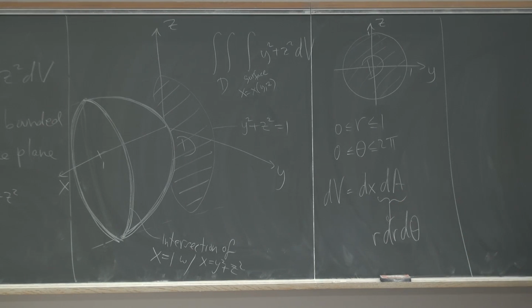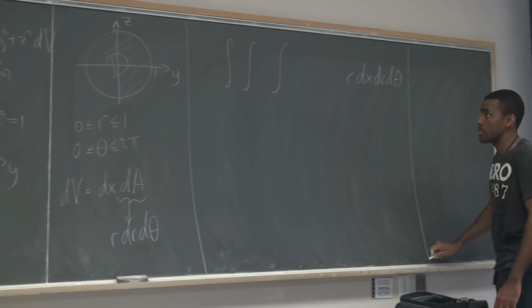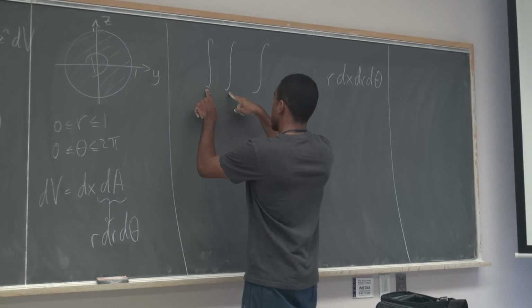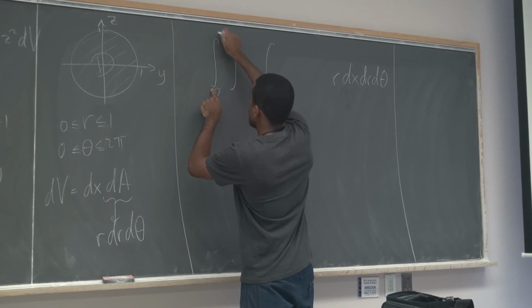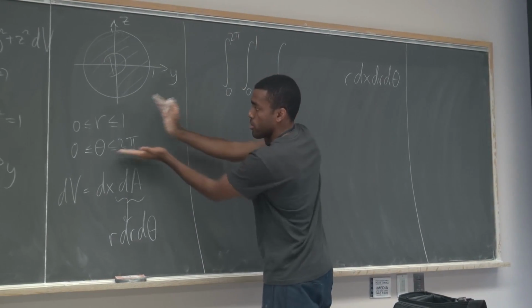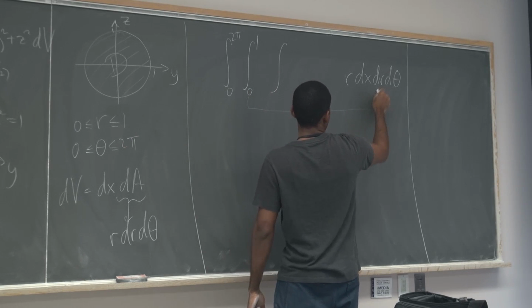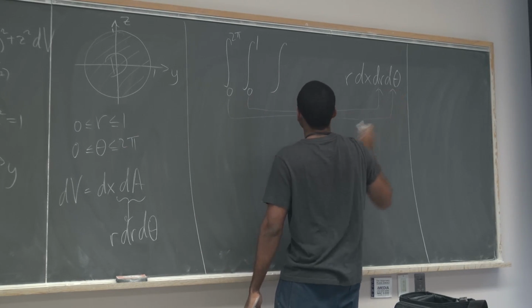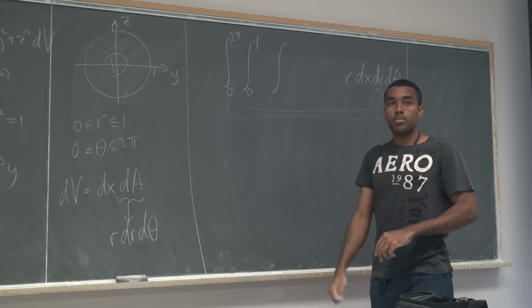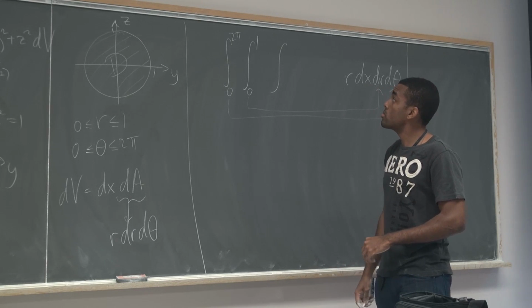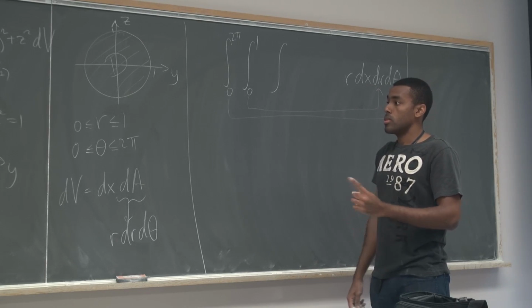Now we can set up the triple integral. So here I'm going to have r times dx dr d theta. What's on my two outer integrals? 0 to 2 pi, 0 to 1, coming from here, right? From my region of projection. That matches with this. r goes from 0 to 1, and theta goes from 0 to 2 pi. What has to happen on the third integral? y squared plus z squared on the bottom is r squared.